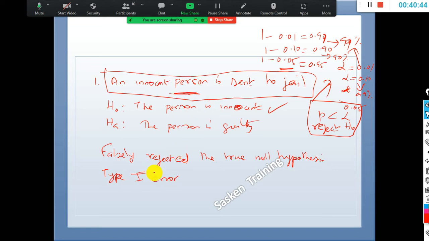So why are we rejecting the true null hypothesis? Let's say your p value is 0.001, and the alpha is 0.05, you are going to compare. 0.001 is less than 0.05, so you are going to reject the null hypothesis. Since the p value is less than your alpha, you are going to reject it. But when you reject this one, you are making a type 1 error. Now you understood, right? Falsely rejecting the true null hypothesis is called your type 1 error.